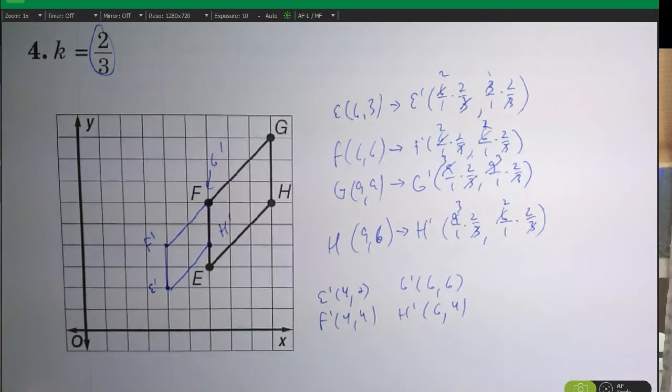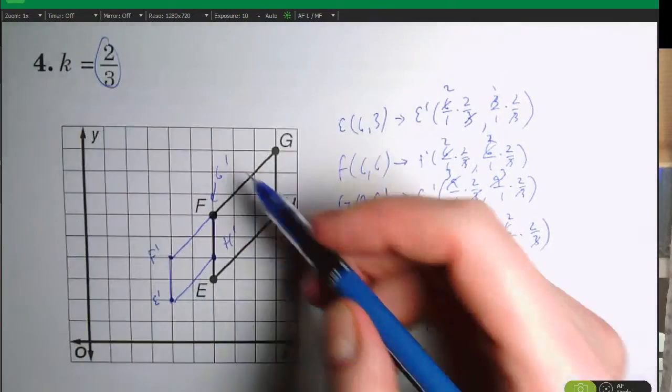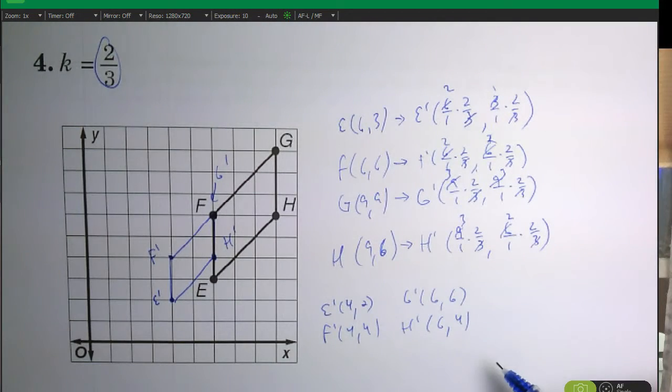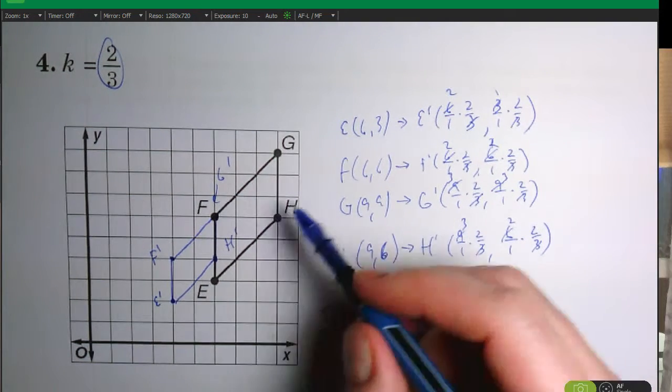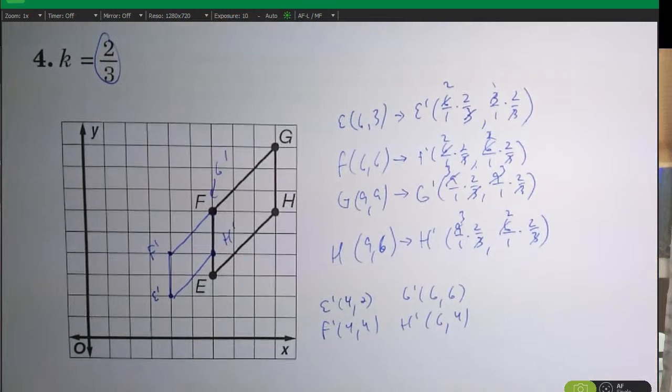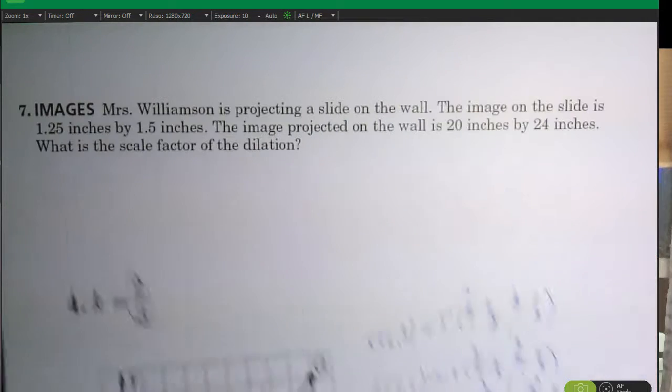There's the new figure. Okay. So if it gives you the scale factor and you've got ordered points out in space, you can find your dilation by multiplying all the x and y values by 2/3. Okay. All right.